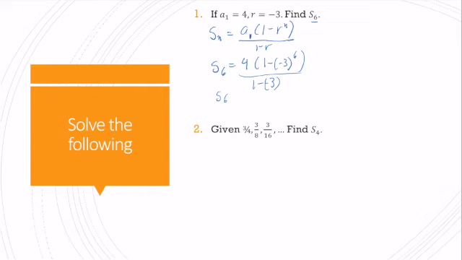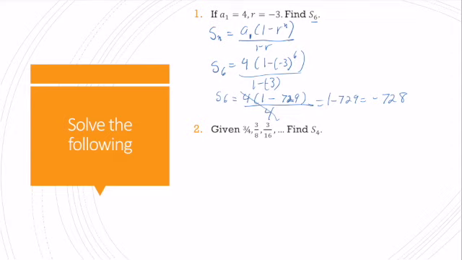So I have s sub 6 equals 4 times 1 minus negative 3 to the 6th, which is actually 729, over 1 minus a negative 3, which is 4. These two 4's are going to cancel. So I get 1 minus 729. So I'm going to get a negative 728. So that's going to be the sum of the first 6 terms.